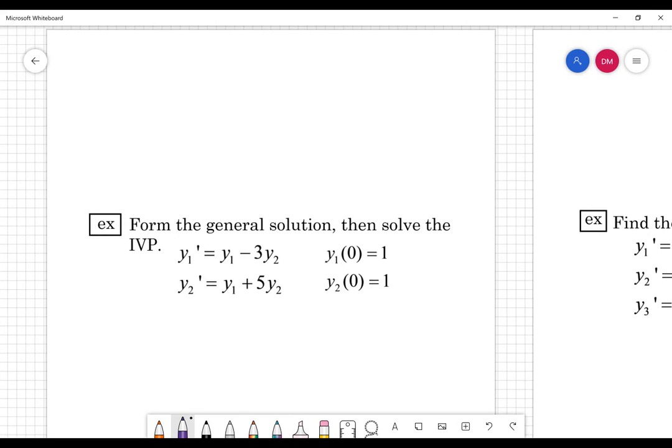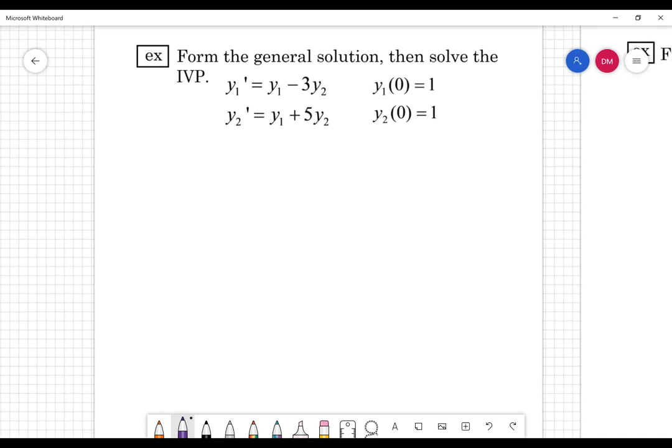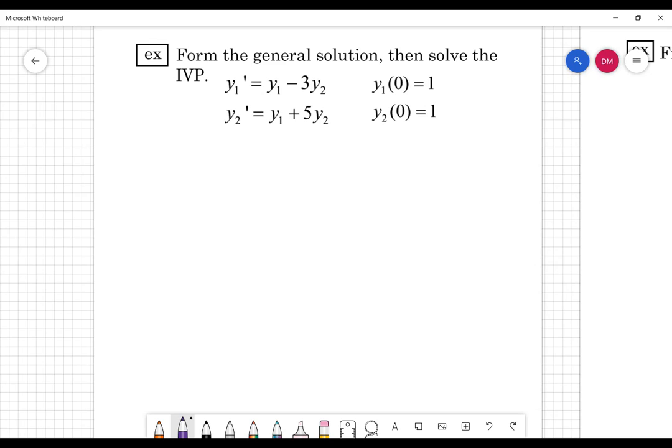The examples I picked today are not defective. Just know you'll probably come across that in your homework somewhere. I picked ones today that we actually can solve. So we're going to form our general solution here and then solve our initial value problem. Again, just to be working through these so you get some good exposure to the types of problems that you're going to be seeing.